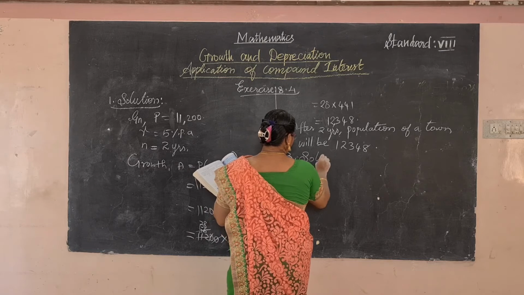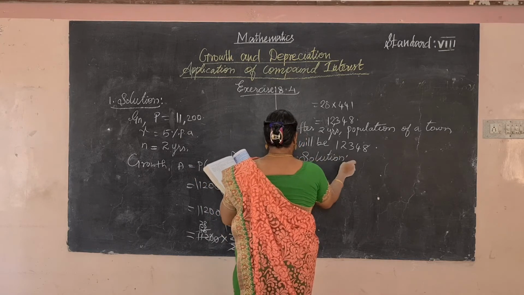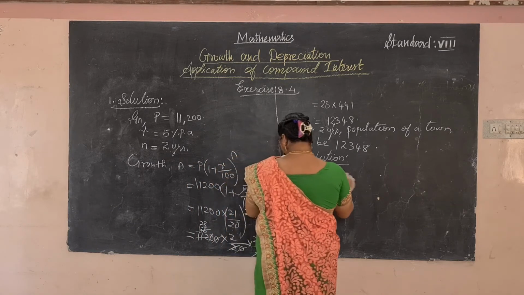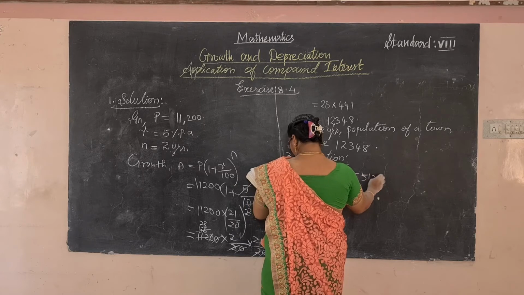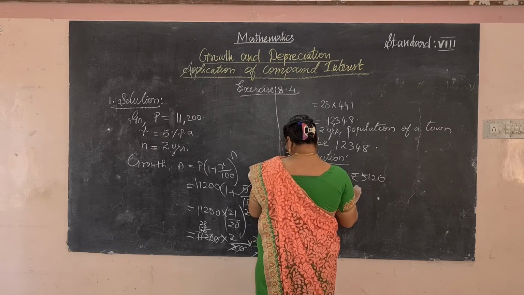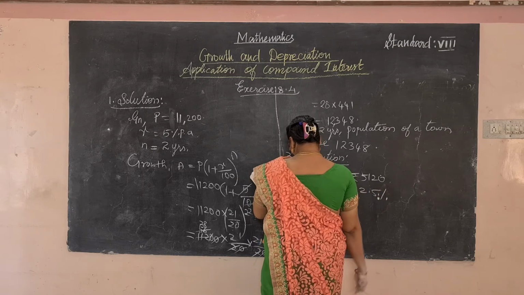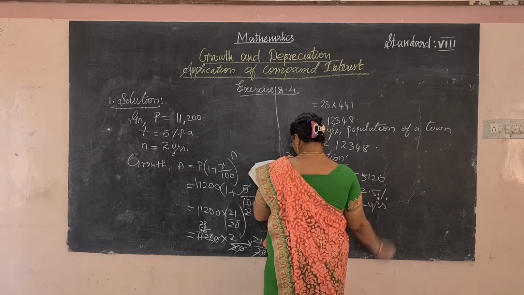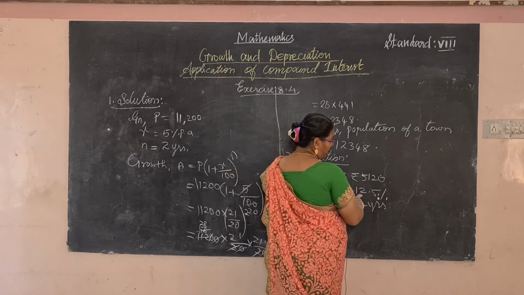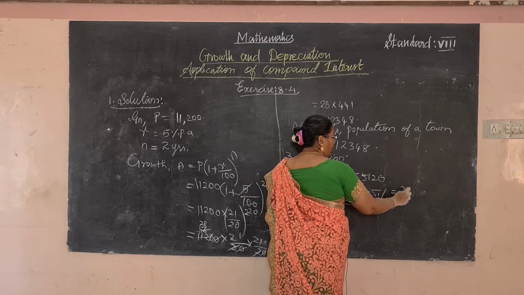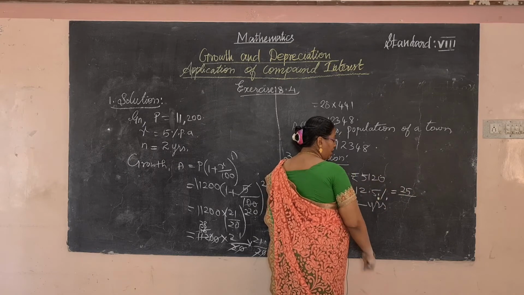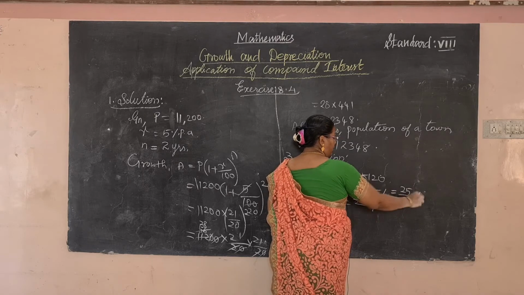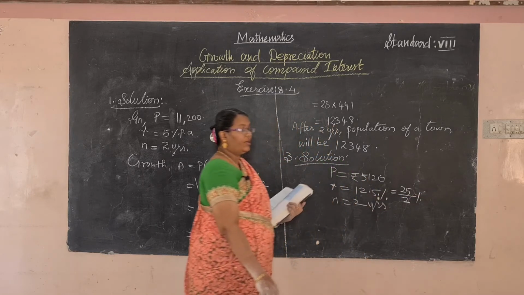Third one, the present value of an article. So it is considered to be P, rupees 5,120. Rate of interest R is equal to 12.5%. Number of years is 2 years. Here the percentage is given, in this place we write 25 by 2 as a fraction so we can simplify easily, is it? We simplify, we get 12.5.